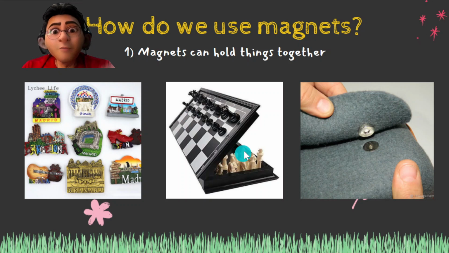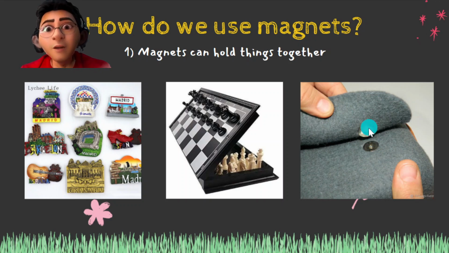Another example would be a chessboard. Under here, under the chess toy here, they have small magnets, and these small magnets will help to stick it on the metal chessboard. And the third example is magnets on bags, like your mother's bags or wallets, or maybe your bags, school bags maybe.